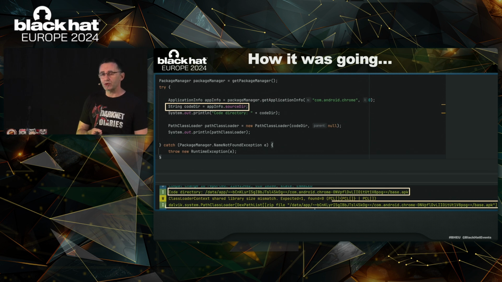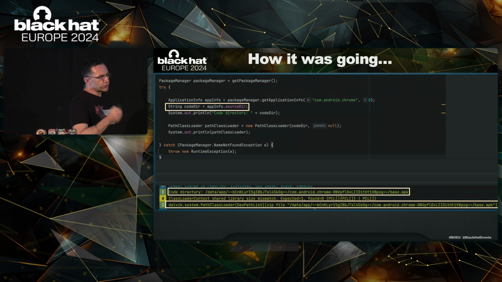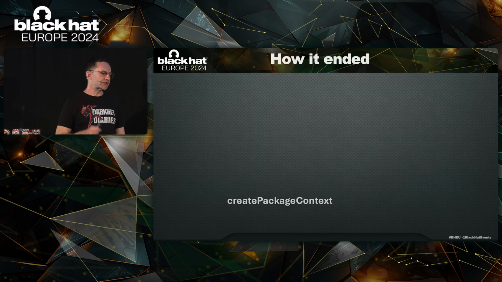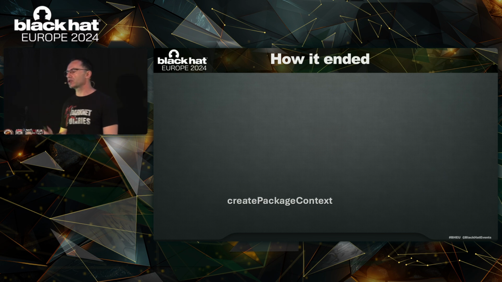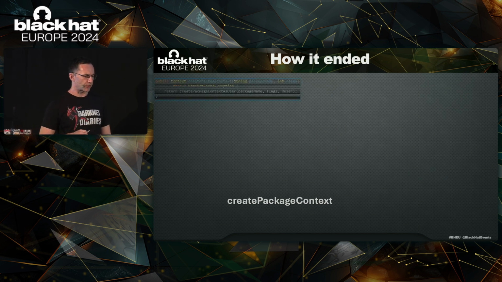There are ways, of course, to get this info using some API calls, the package manager, for example. Although, why do such a thing when we have a much easier way to obtain a class loader of another app? And here is the createPackageContext method of the Context class, which works as follows.